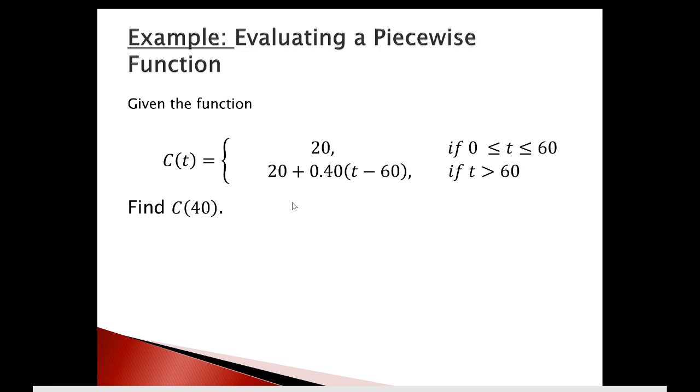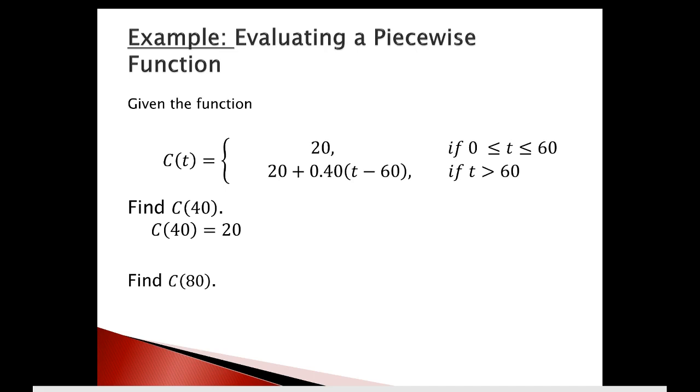And here first we need to find the value of c of 40, and in this case the value of t is equal to 40. So we can see now the value of t is in between 0 and 60, because t is equal to 40, and we know that when the value of t is in between 0 and 60, c of t is equal to 20. So c of 40 should be 20.